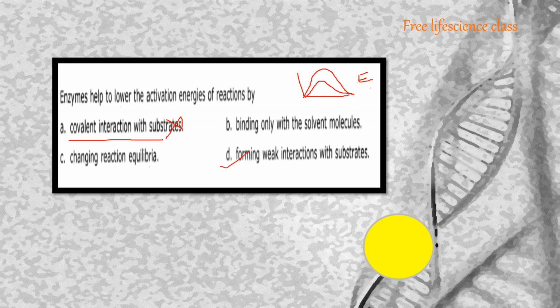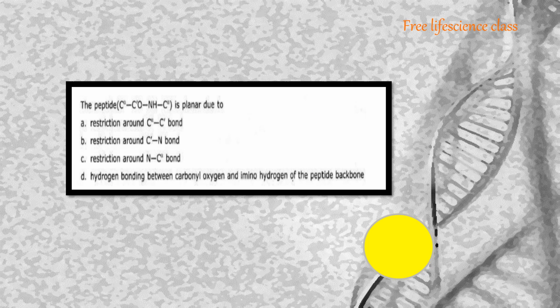Then the second one is binding only with the solvent molecules. It's absolutely wrong because enzyme always binds with the substrate. Changing reaction equilibria is not the case, and it always forms a weak interaction with the substrate. So the option for the question is option D. Moving into the next question.